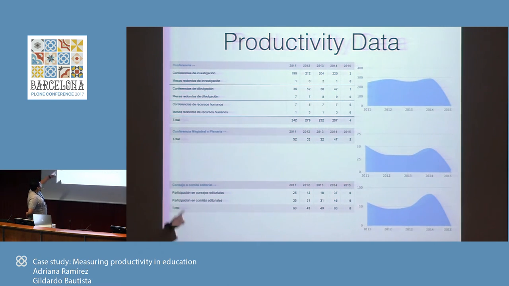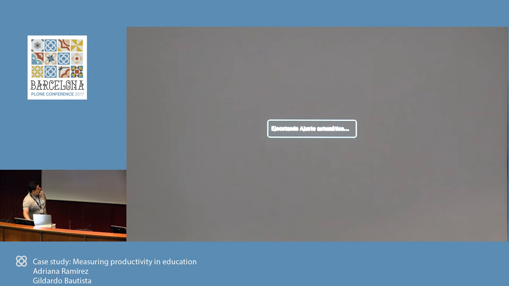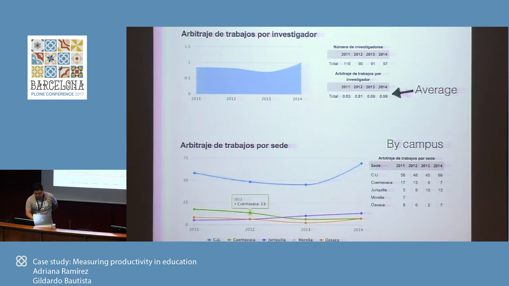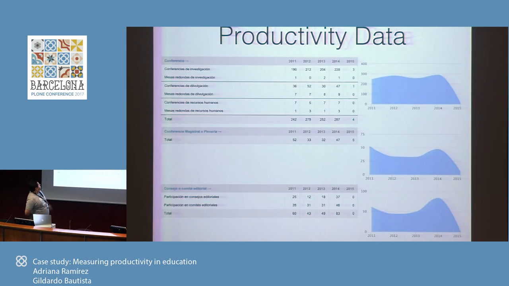So we can have, for example, the number of conferences, and we also classify those conferences by different kinds. For example, the first one is research conferences. The second one is workshops. And we can see how many of them there have been by year. This is just an example, it's not the real data. But for example, we have in 2011, 190 conferences. And we can see how this is increasing or decreasing, so we can have an idea of how the production of the institute is going individually by type.